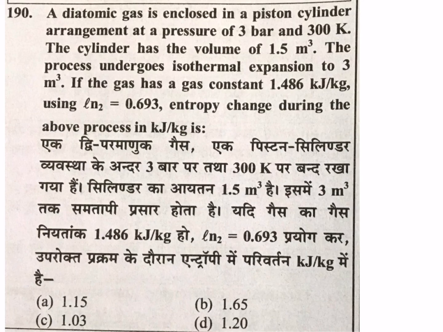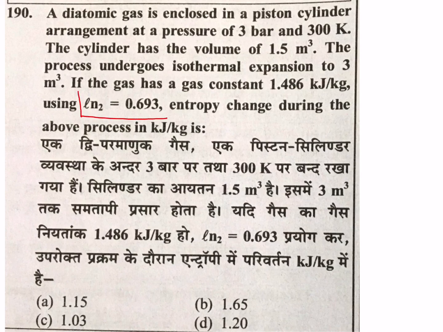Again a problem. A diatomic gas is enclosed in a piston cylinder arrangement at a pressure of 3 bar, P1 equal to 3 bar and T1 equal to 300 Kelvin. The cylinder has a volume of 1.5 meter cube. The gas undergoes isothermal expansion to 3 meter cube. So after expansion, V2 equal to 3 meter cube. If the gas has a gas constant of 1.486 kilojoule per kg K, using ln2 value given, 0.693. This value you have to remember.